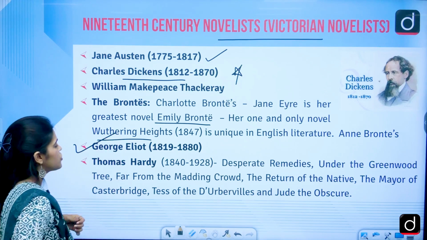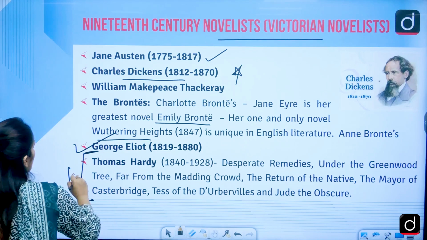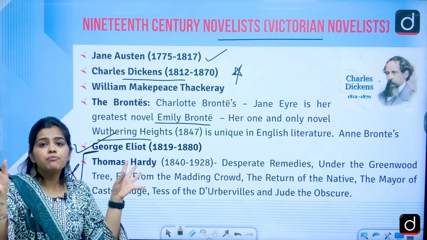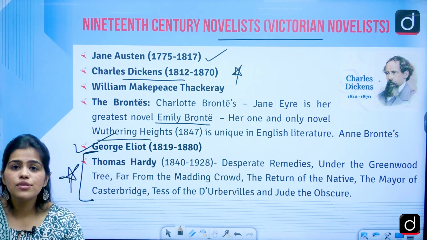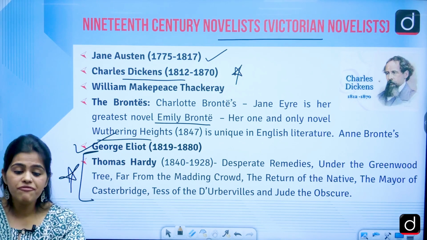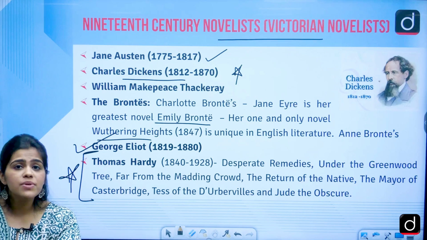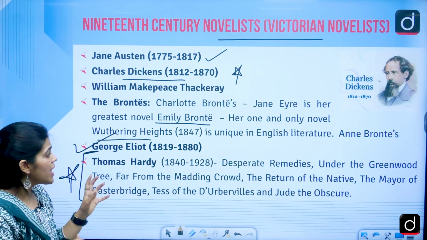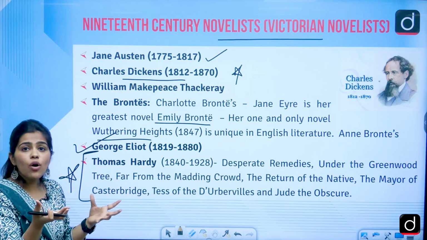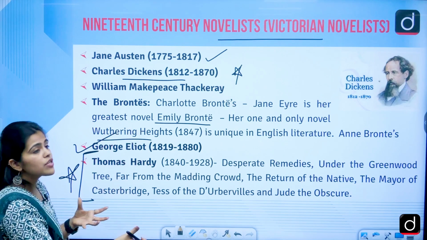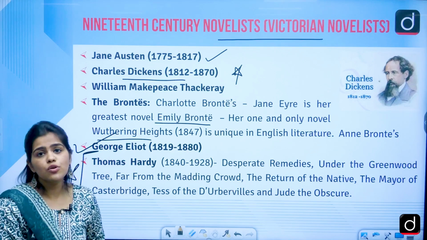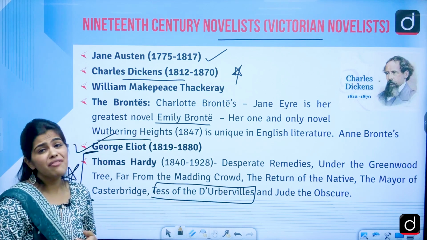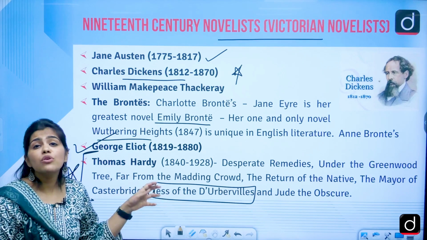Then we have George Eliot, and very important again, we have Thomas Hardy. So my important tip to you, you can write it down anywhere: they will ask questions from Thomas Hardy, and greater detailed questions would be asked, right? So every year they just take one or the other text associated with Victorian novelists and ask greater detailed questions. Say for example, Tess of the D'Urbervilles is their favorite text. They ask deeper questions from it.